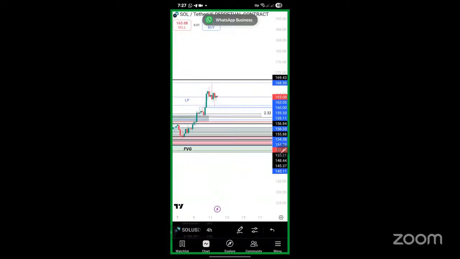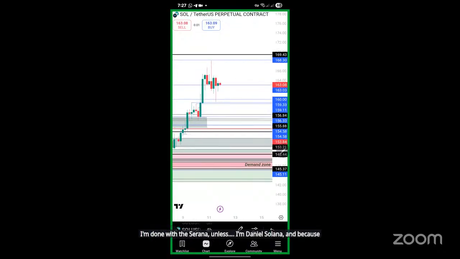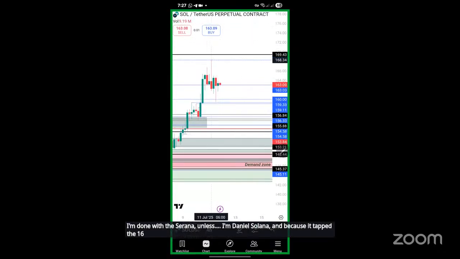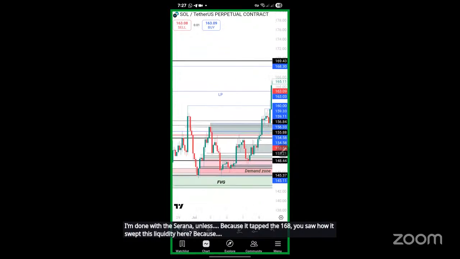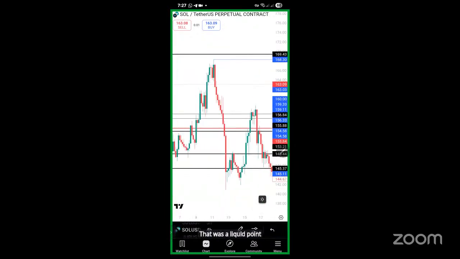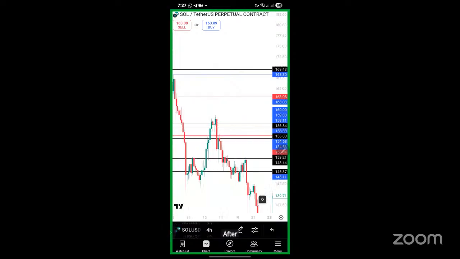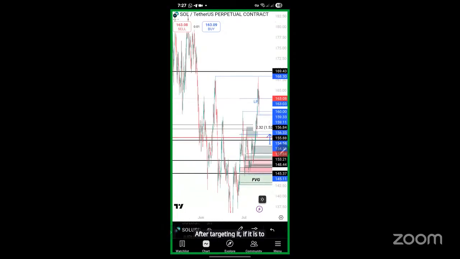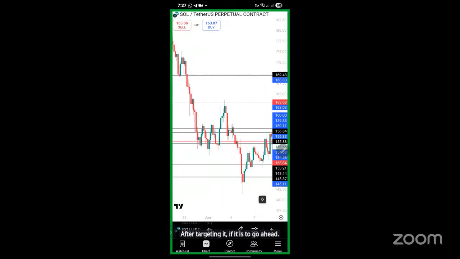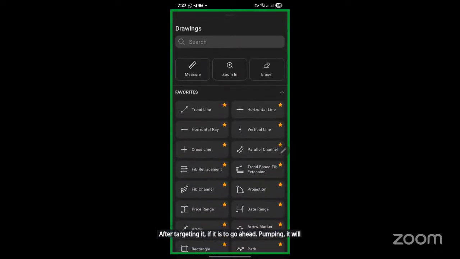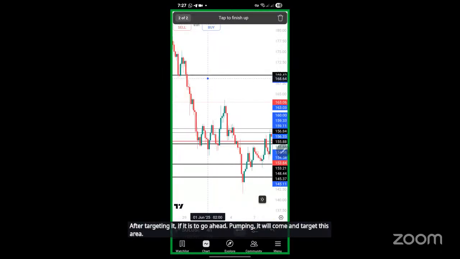I'm done on Solana. Because it tapped the 168, you see how it swept this liquidity here, because that was a liquid point. This was what it was targeting, the 168. After targeting it, if it is to go ahead pumping, it will come and target this area. It will come and tap here.